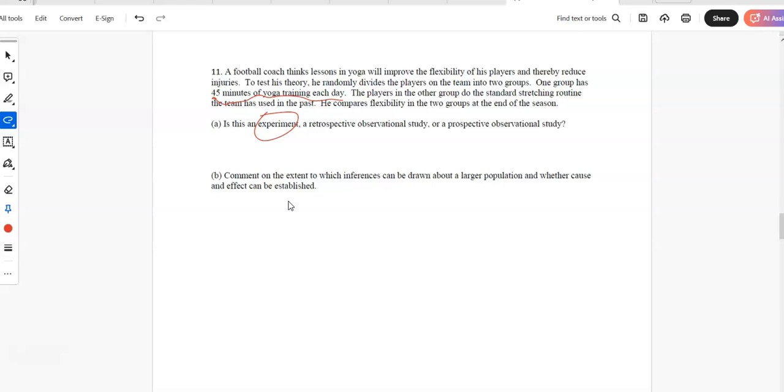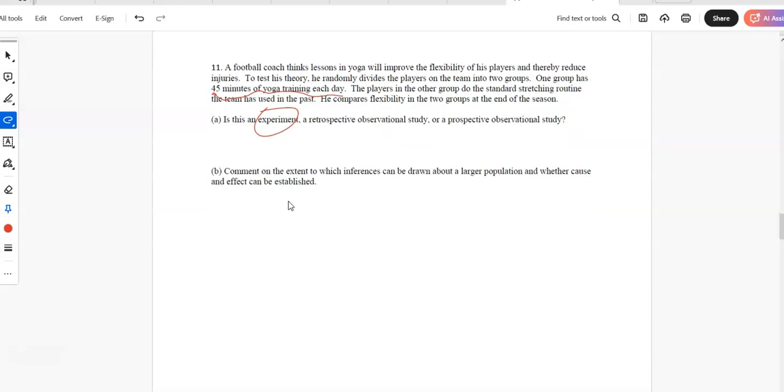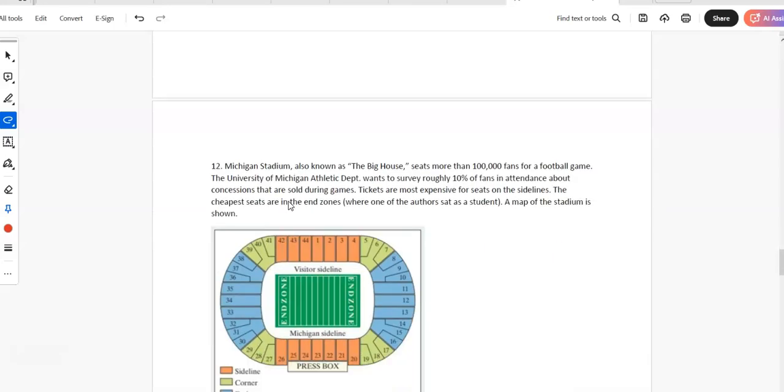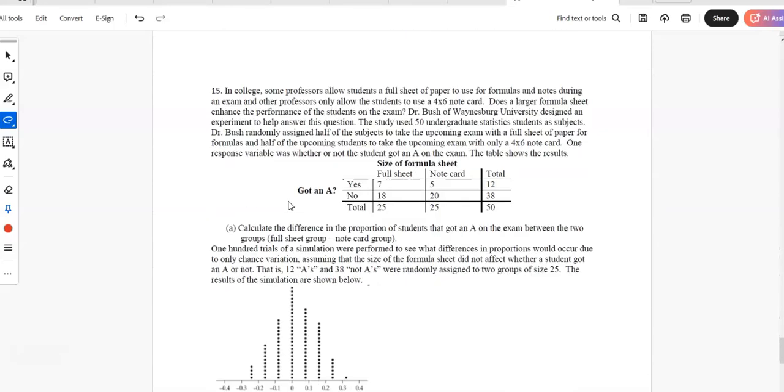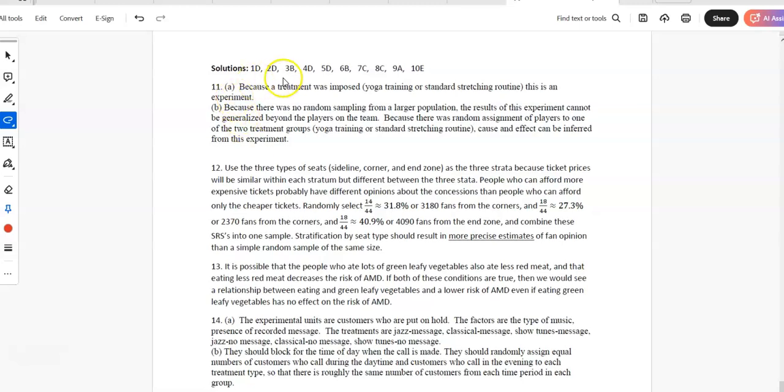Oh, about a larger population. And so what is the larger population? So, his football team, or football teams like his. Let's see what they said. Sometimes I like to read what they say. Because the treatment was imposed, yoga training, this is an experiment. Because there was no random sampling from a larger population, the results of the experiment cannot be generalized beyond the players on the team. Oh, I like that a lot.